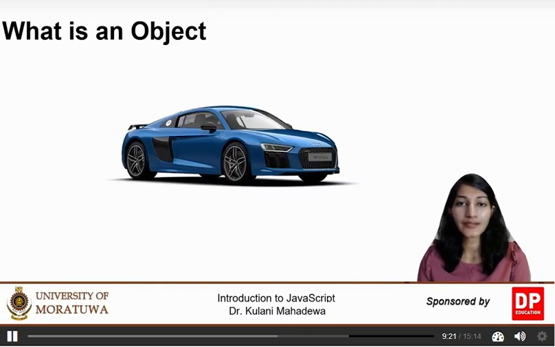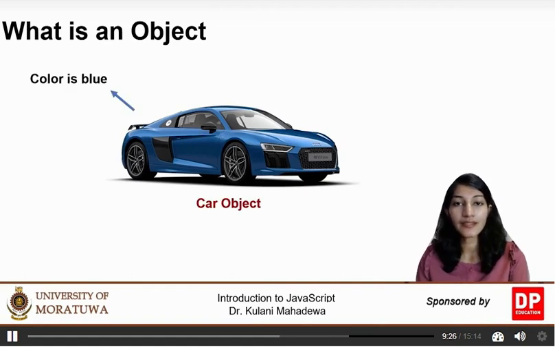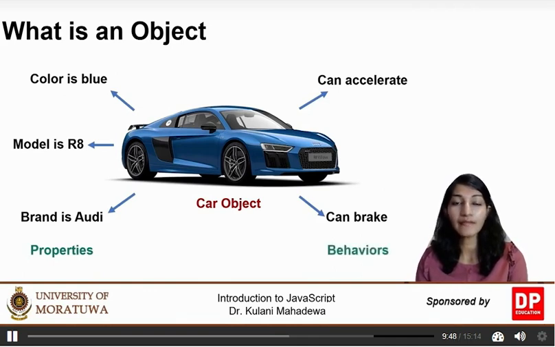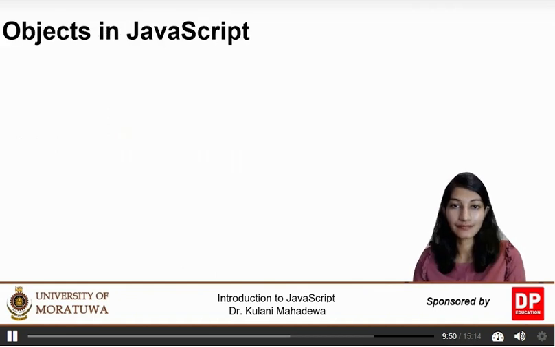Let's take a car object as an example. Can you describe it? The color of this car is blue. The model is R8. The brand is Audi. Then this car can accelerate and brake. If you think of the list on your left side as properties of this car, on the right side we have behaviors. Now let's take a look at what objects in JavaScript are.